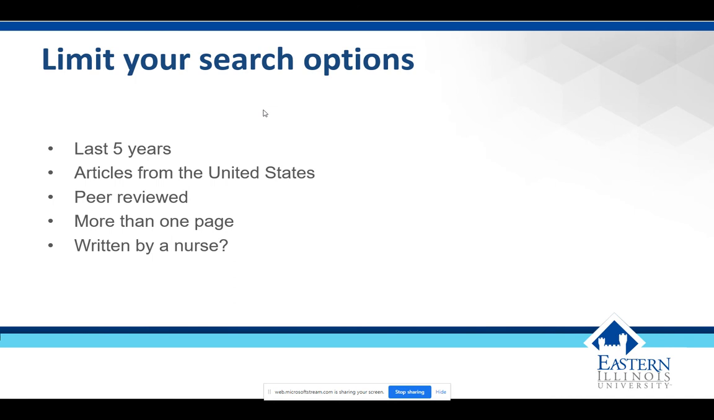It needs to be more than one page. I don't want just some excerpt that's out there. I want an actual article. It should be peer reviewed. It needs to be from the United States, and it should be in the last 5 years. Now, if you find an article that is just mind-blowing, and it was from 6 years ago, or maybe it was from Canada or something, send it to me. Say, hey, can I use this for my paper?